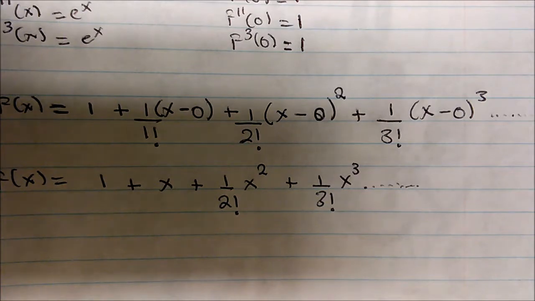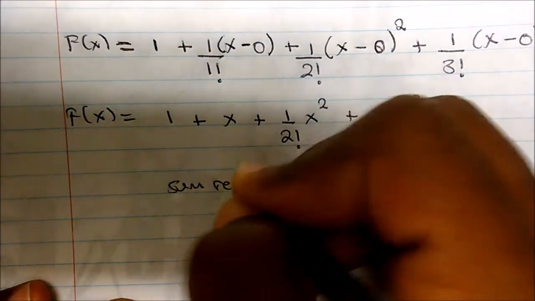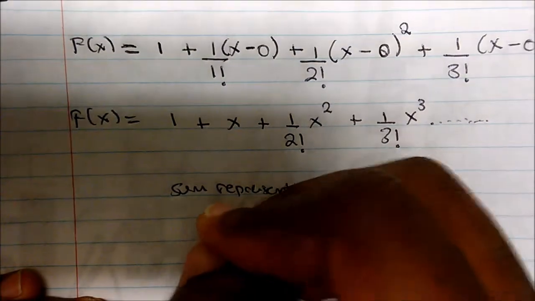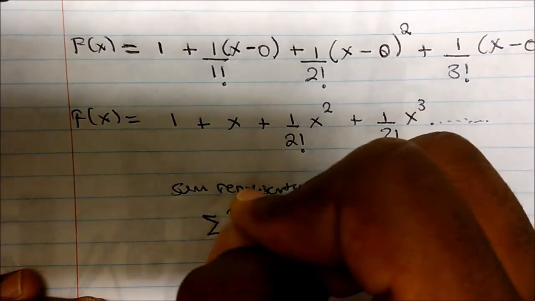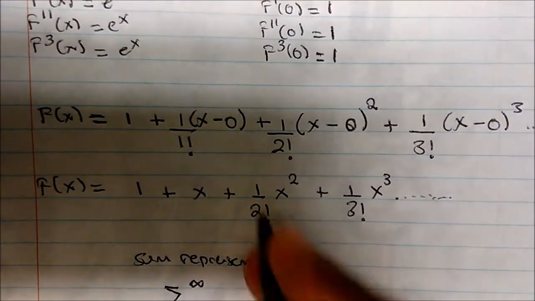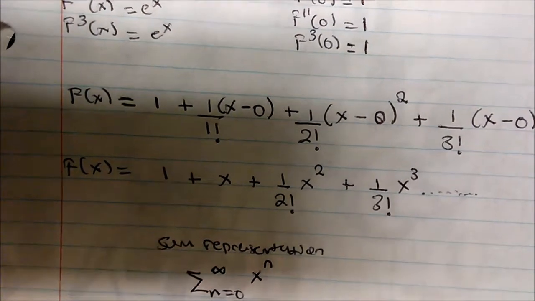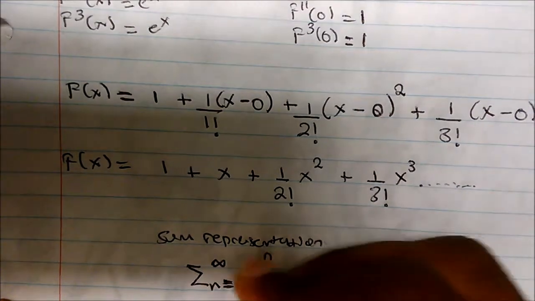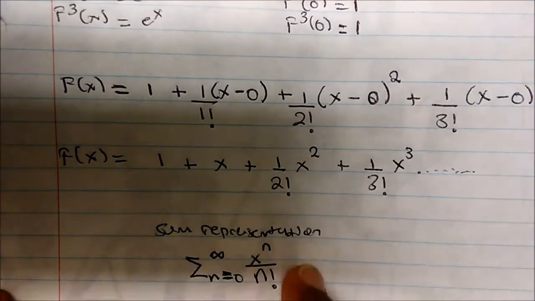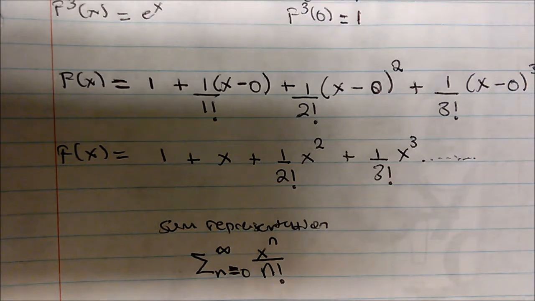Okay, so writing the series as a sum representation, what this looks like to me is that we have some sort of sum where n is equal to 0 to positive infinity. Notice I have x to the n here. My first term is 1, so I don't need to write 1. So this is x to the n, and I see an n factorial here. So this series sum representation comes down to this. Okay, so that's the idea of the Maclaurin series.